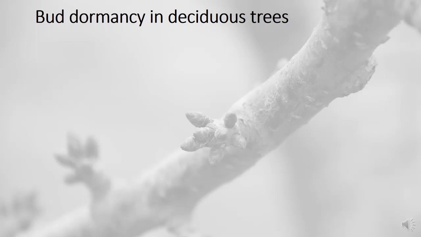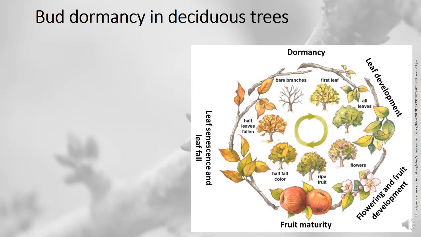What I want to talk about today is bud dormancy in deciduous trees. You've all seen deciduous trees. We're in the temperate zone, and deciduous trees are most trees that we have here. They're the ones that lose their leaves in winter and fall dormant. Now, you all know about the different stages that trees go through. Most of you have learned it in primary school, the ordinary seasons that we all learn about.